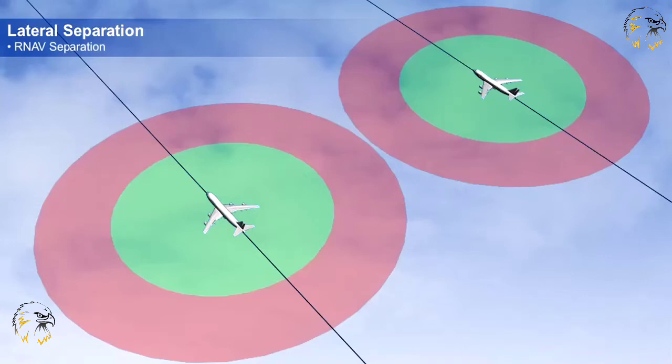Within designated airspace, or when aircraft are on parallel routes, where required navigation performance, RNP, is specified, lateral separation between RNAV aircraft may be obtained by requiring aircraft to be established on the centre lines of parallel tracks, or ATS routes, spaced at distances which ensure that the protected airspaces do not overlap.